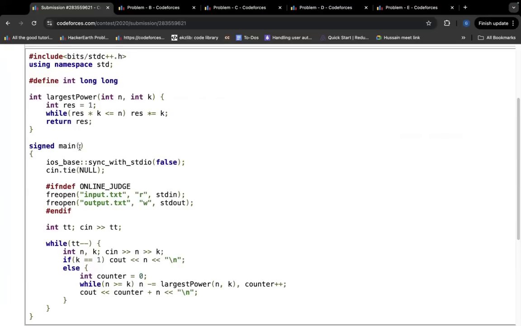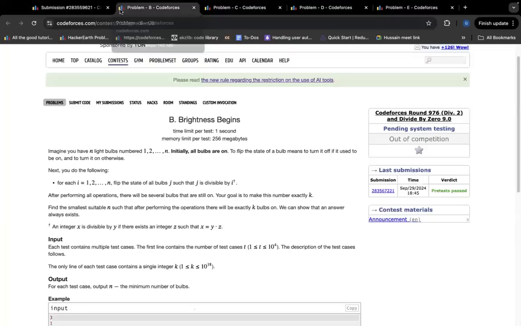Is this much clear, guys? Just put a yes in the chat if it is indeed clear. Great. If it is indeed clear, let's move on to the next problem.